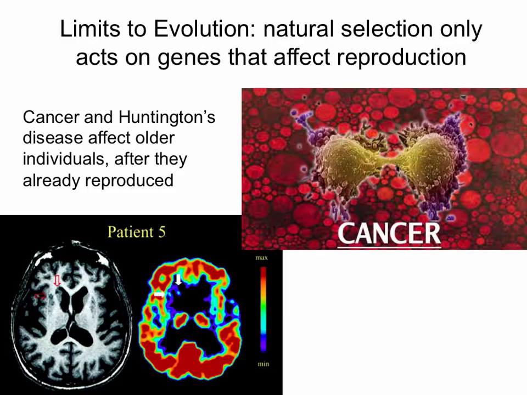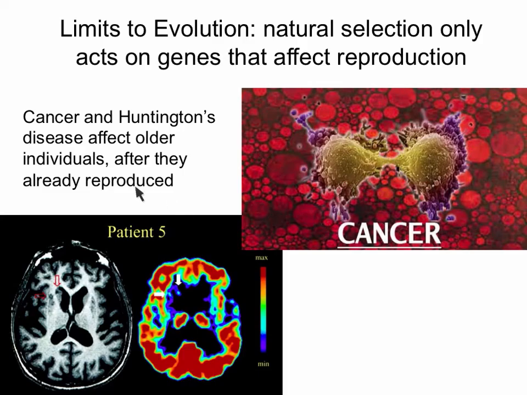And finally, the last limit on evolution is when the genes have an effect after the individual already reproduced. So examples of this are cancer. Cancer affects individuals at their midlife after they've already had children. So if cancer has an inherited component, the individual will be affected after it already passed those genes to their offspring, so that there is not much evolution can really do or natural selection can do to take out the genes that are responsible for cancer.